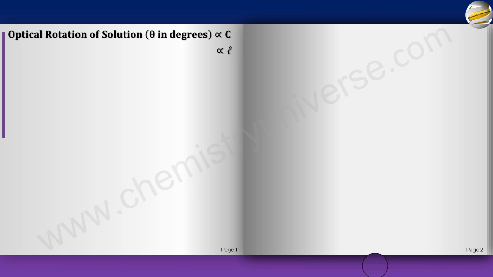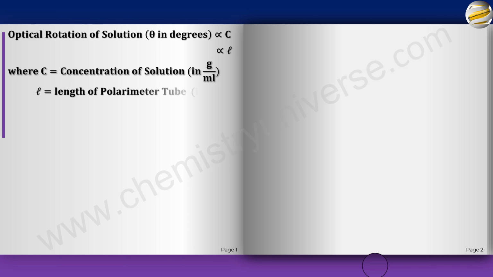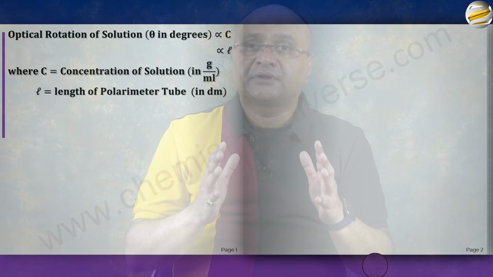First, let's understand what C is, because concentration can be expressed in various ways. Here, C is the concentration of the solution in gram per ml, while the length L is the length of the polarimeter tube in decimeters. Now remember, the length of the polarimeter tube is also very important in measuring the optical activity of a compound, because for a given concentration, the longer the polarimeter tube is, the more molecules the plane polarized light will encounter, and the greater will be the angle of rotation.